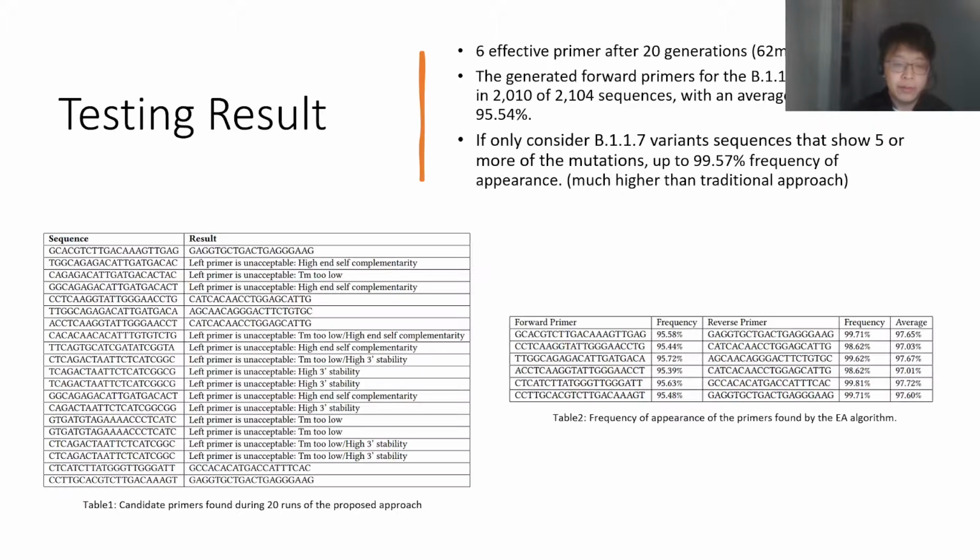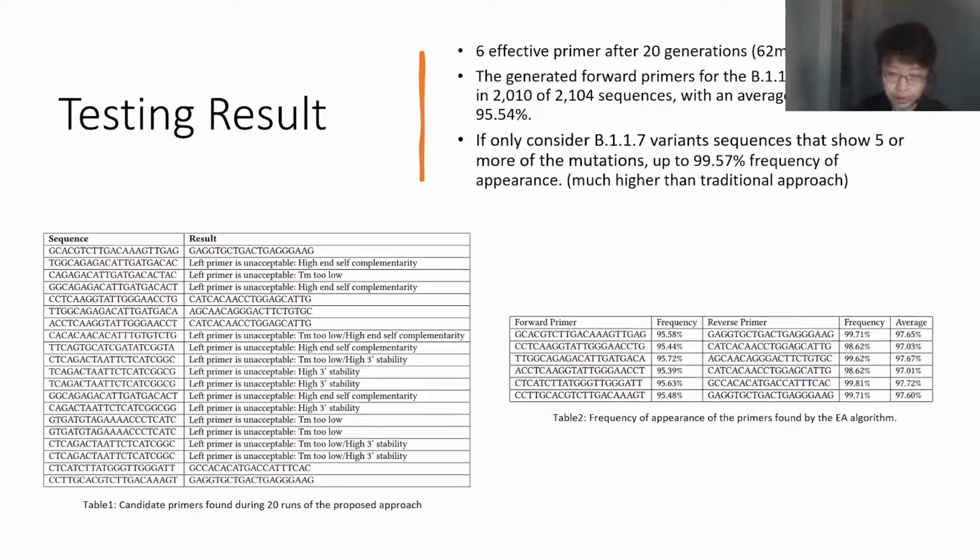and these two tables show the test results of the application of the evolutionary algorithm in primer design after 20 runs. There are 6 of the best primer candidates. As you see, although all these sequences on the left side have a high fitness, there might still be some reasons why they cannot be used. The author mentioned that it only costs 62 minutes for one run, which is much less than the 16 hours of the traditional way.